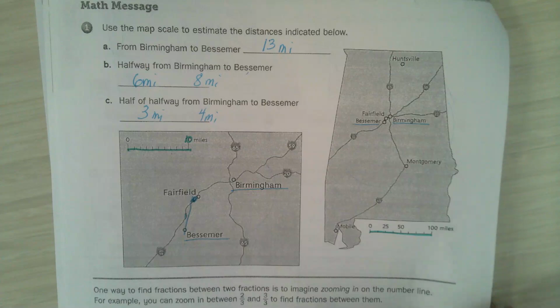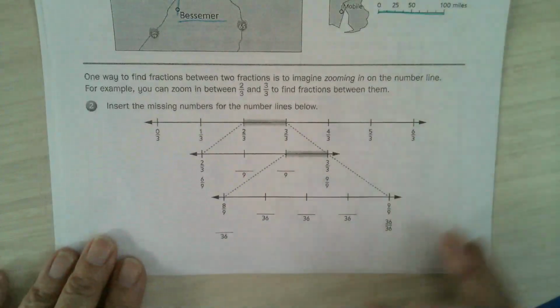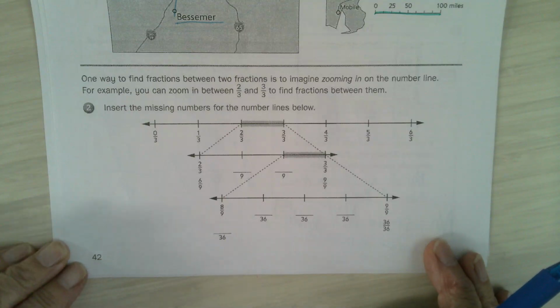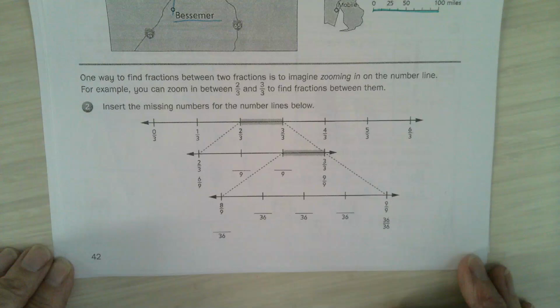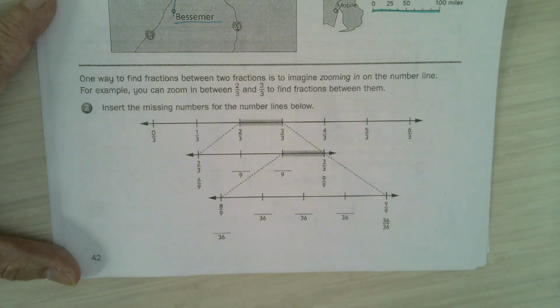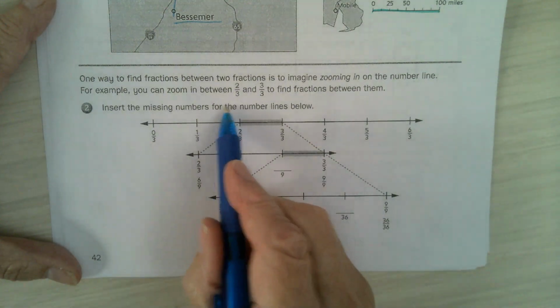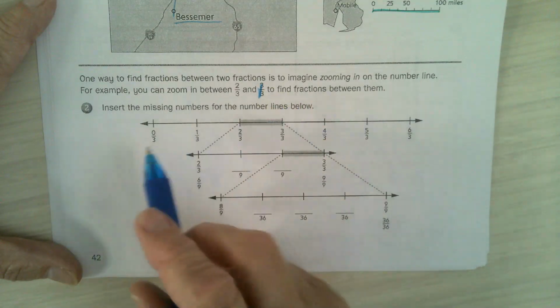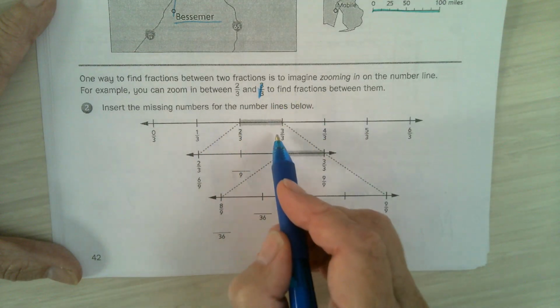Now we're going to go to the next part, question number 2. One way to find fractions between two fractions is to imagine zooming in on the number line. Have you done zooming in before in your other classes in everyday math? No, so this is your first year for zooming in? Okay. For example, you can zoom in between 2/3 and 3/3. 3/3 is the same thing as 1, isn't it? To find fractions between them.